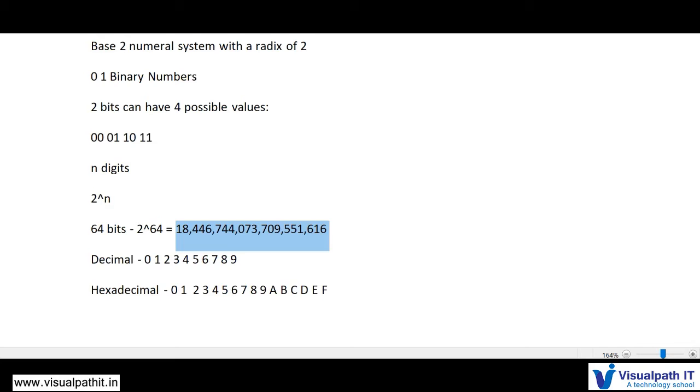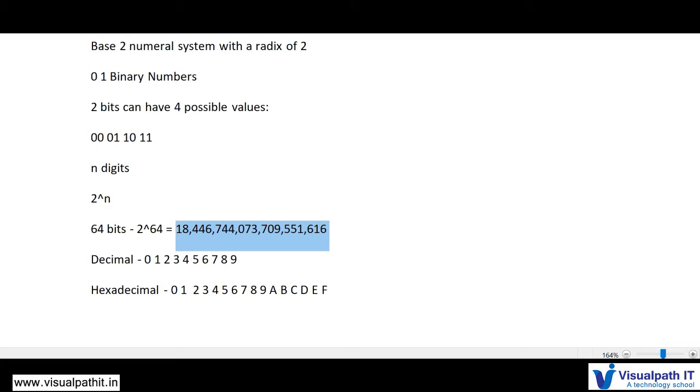There are other number systems too, like the decimal number system, which contains 0 to 9, and the hexadecimal number system, which contains 0 to 9 and the alphabets A to F. So why does the computer use only the binary number system? Why not decimal or hexadecimal?